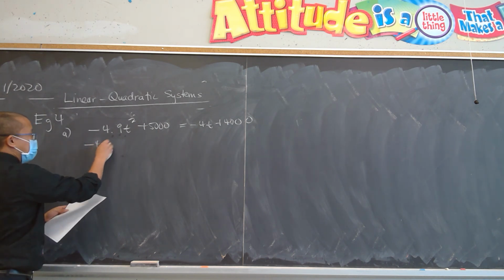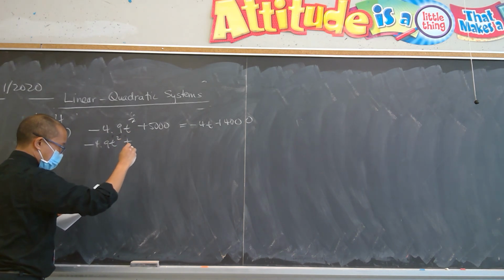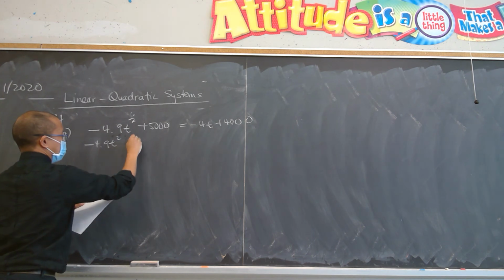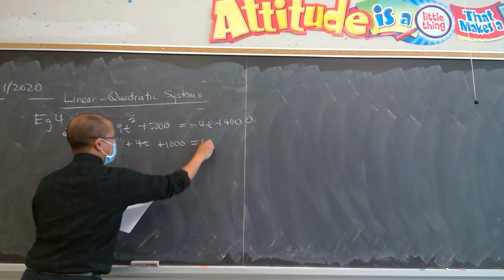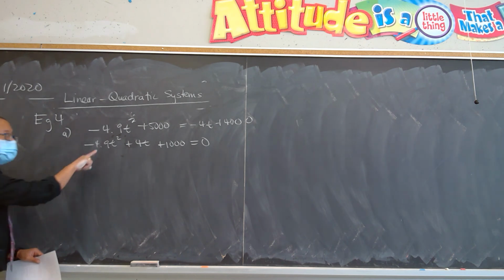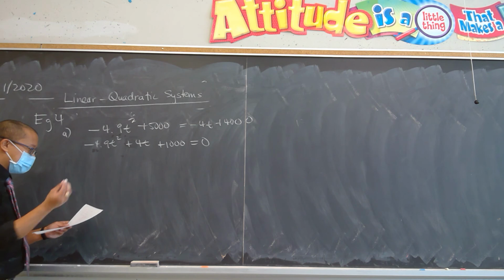We get negative 4.9 t squared plus, I might have a typo, plus 4t. Oops. Plus 1,000 equals 0. To speed things up for our class, don't panic. A lot of you are noticing this is a decimal, so the chances are you can't really factor. We don't normally factor with decimals, right? So let's use the quadratic formula, just to speed it up.